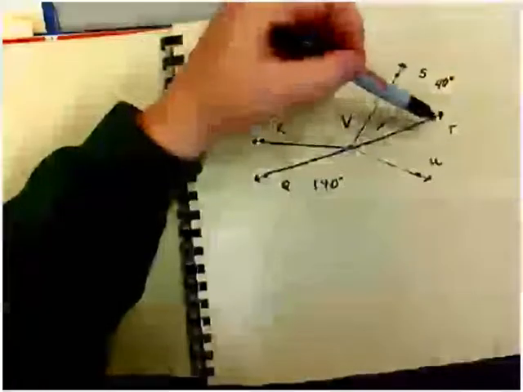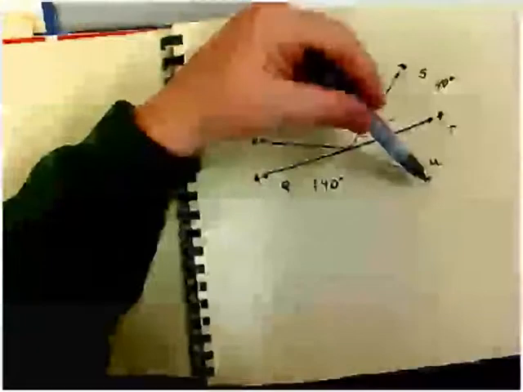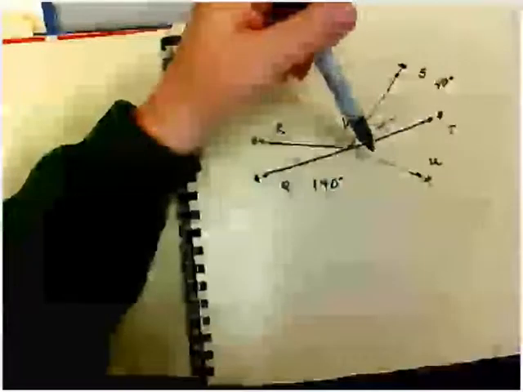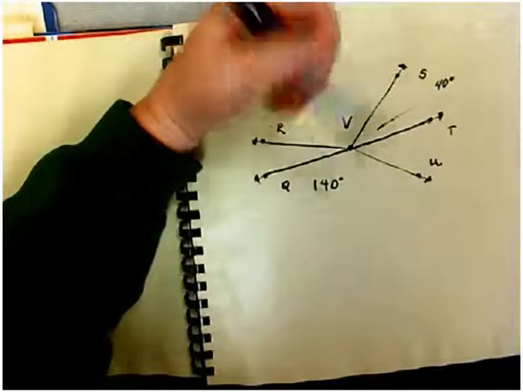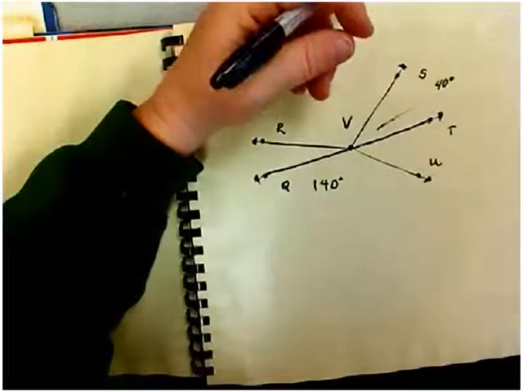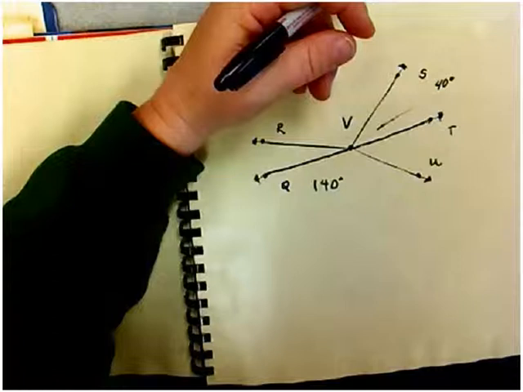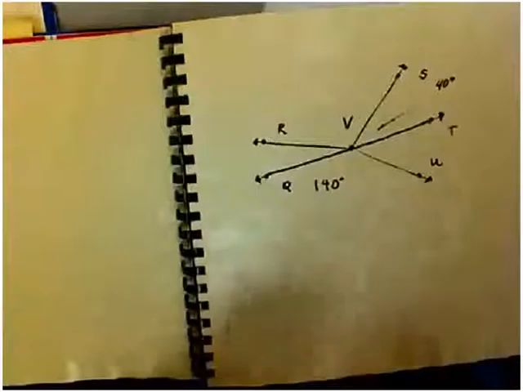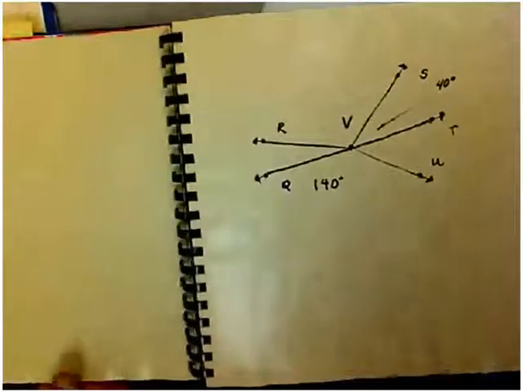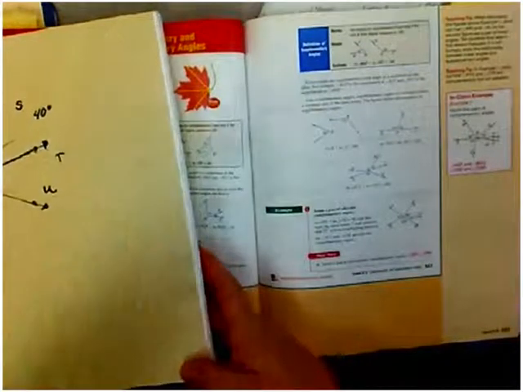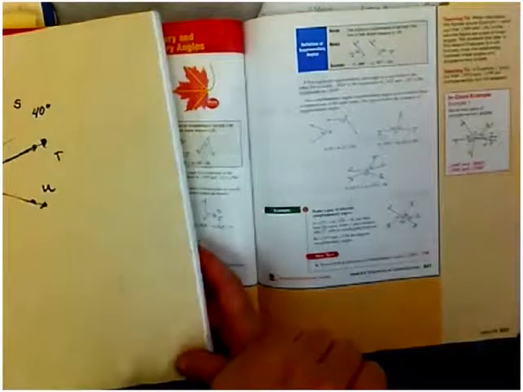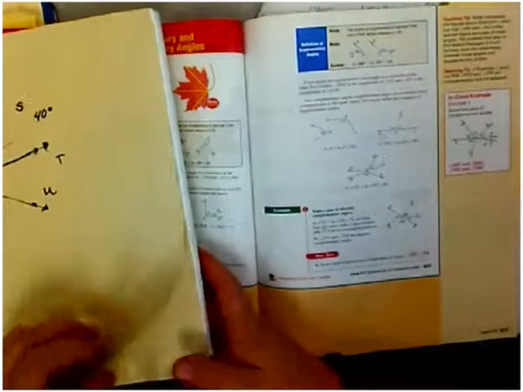And they're showing you that SVT and QVU are supplements. They don't have to touch. They do share a vertex, but they don't have to. But because their measurements add up to 180 degrees, you can say that they supplement each other. They're supplementary angles, okay? That's a good example of non-adjacent angles creating supplements, okay? And in symbols just below it, they tell you the measure of QVU plus the measure of SVT equals 180, all right?